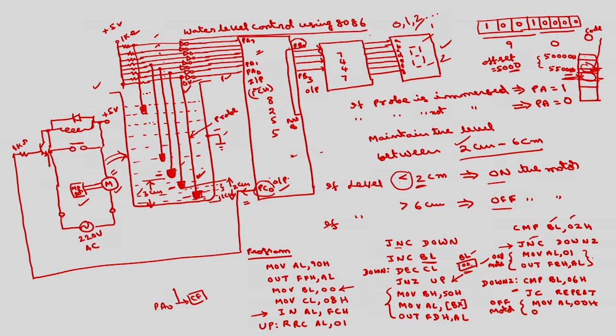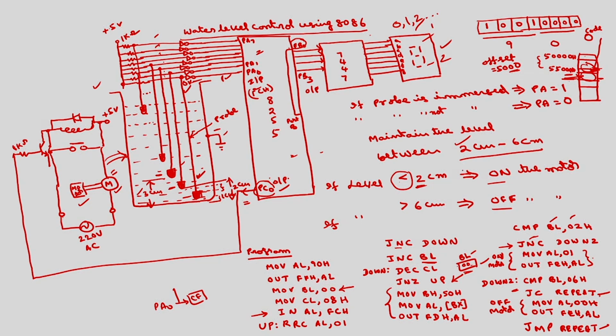Out port C will be FEH, AL. This will turn off the motor. Then after that we have to jump to repeat. This process has to be continuously performed. So, unconditional jump to repeat. This repeat and this repeat both are the same.